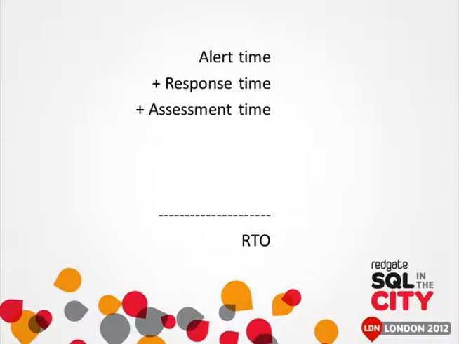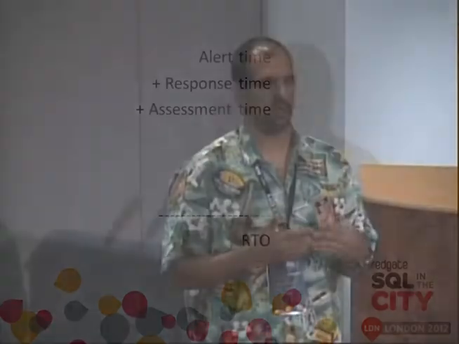Assessment time is once you get to the machine, how do you figure out what's wrong? It's not always obvious what's wrong or what you need to do to figure out what's wrong, right? If it's a hard drive, do I have to look at a bunch of hard drives? Do I have to turn each one on individually, move them to another machine? There's any number of things that are involved in your assessments here.